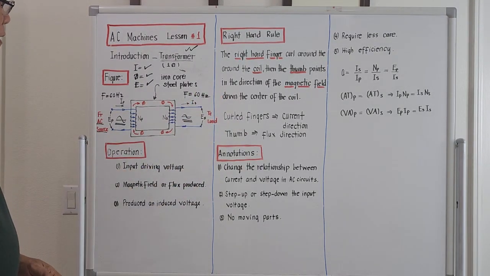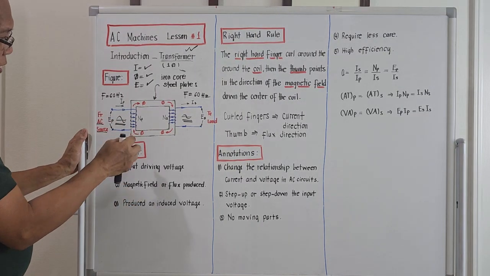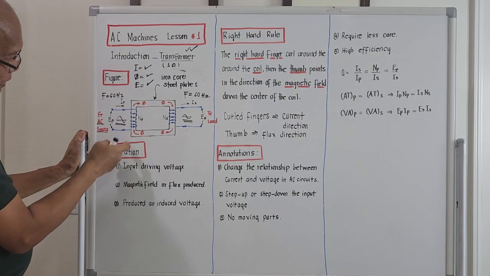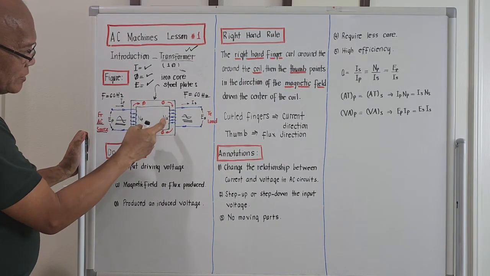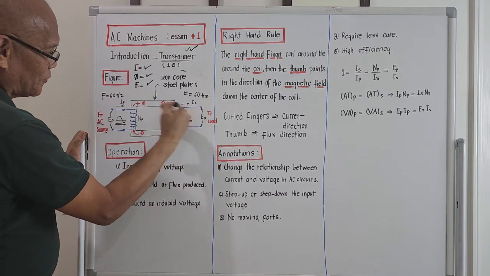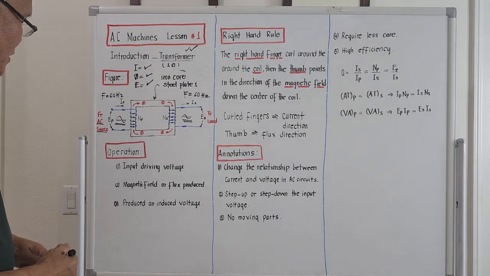I got the direction of the flux for this configuration, for this drawing. The current is in this direction, the flux should be like this, and on the other side it's the opposite, right? Let's bring up the operation.